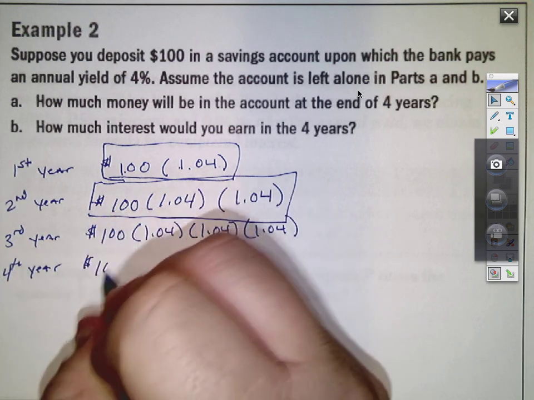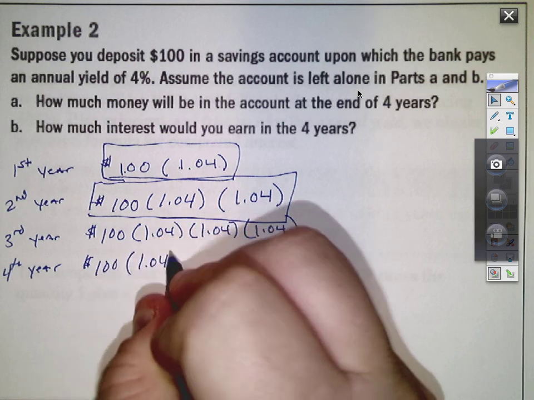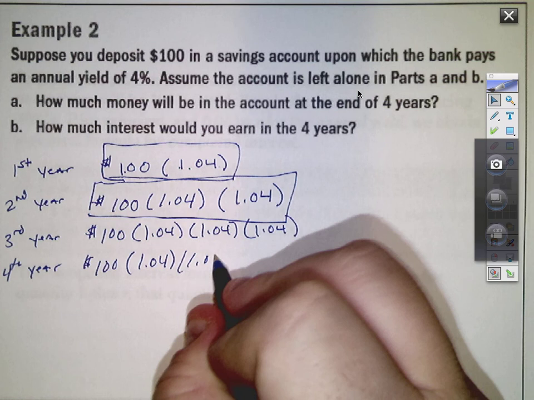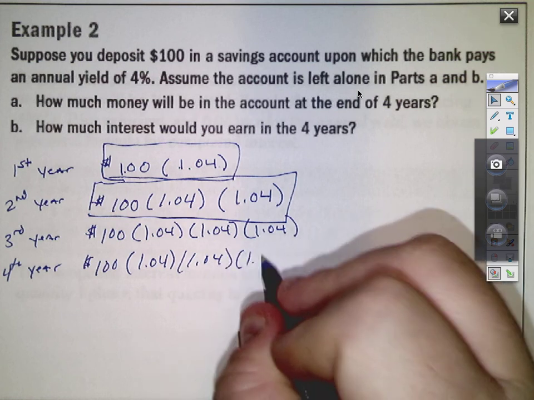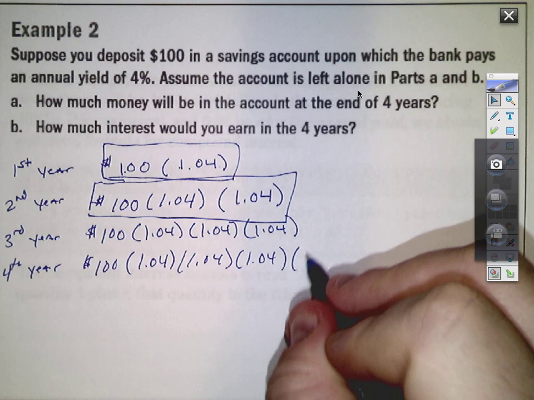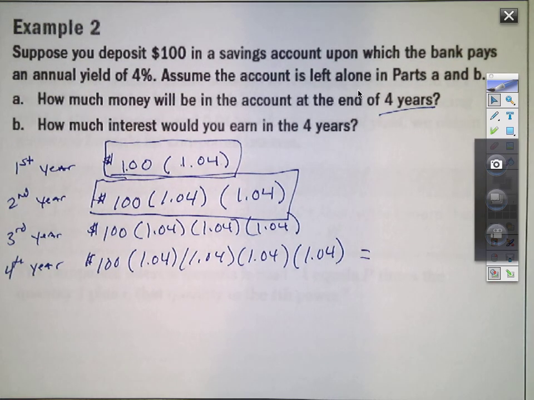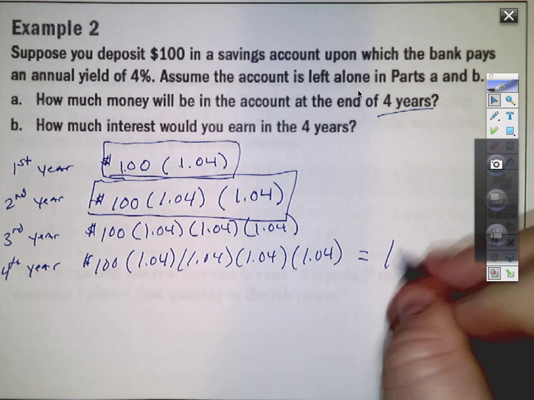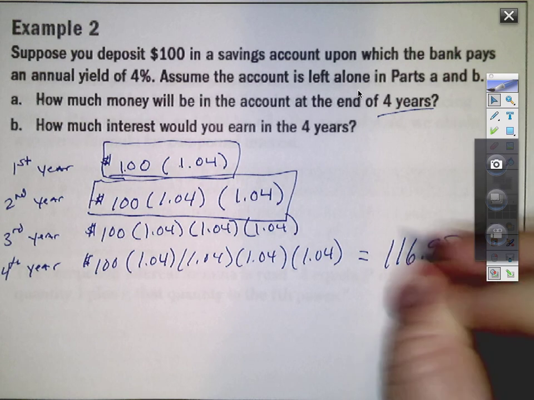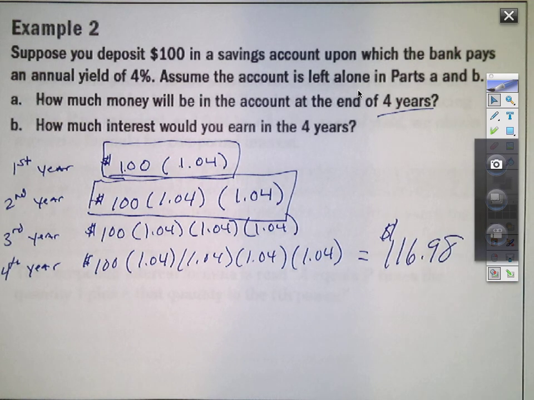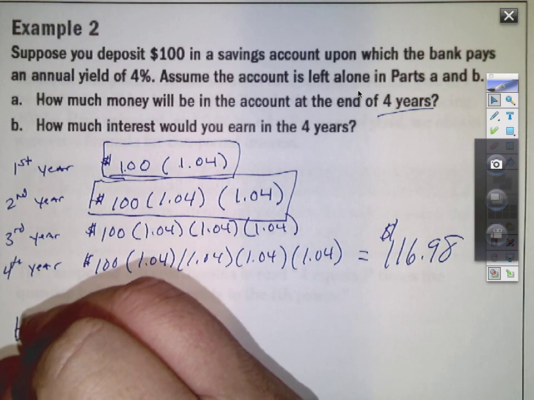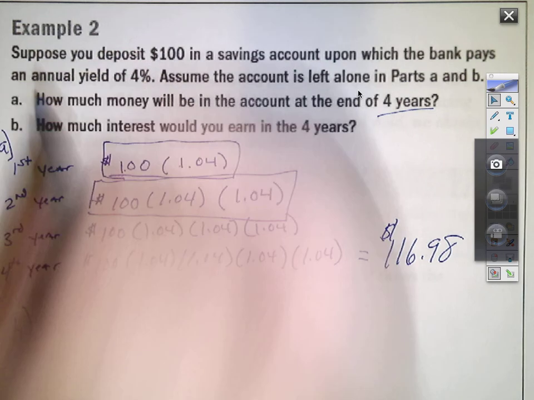So for the fourth year, it's going to be $100 times 1.04 times 1.04 times 1.04. I got 3 of them. I need one more, which is going to equal, because I'm only going to 4 years, $116.98. Okay? That's my answer to A.